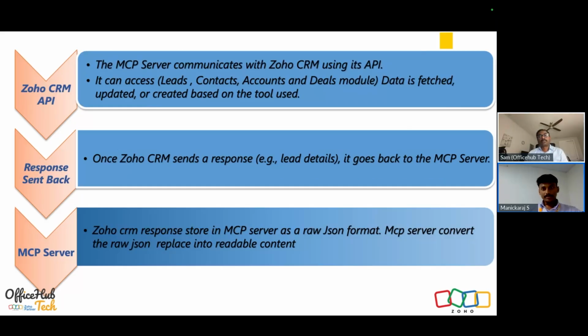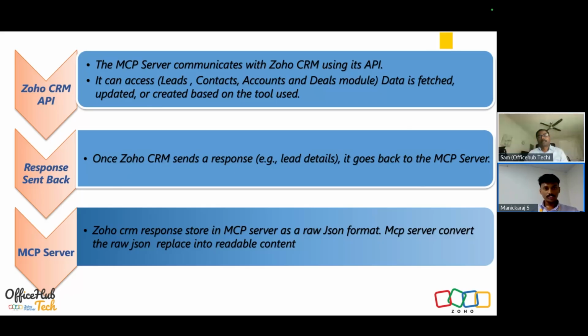Once the MCP server communicates with Zoho CRM, the request comes to the Zoho CRM API. It can access the leads, contacts, accounts, and deals modules. These are predefined modules, and it can also access custom modules. Data can be fetched, updated, and created based on the tools used.